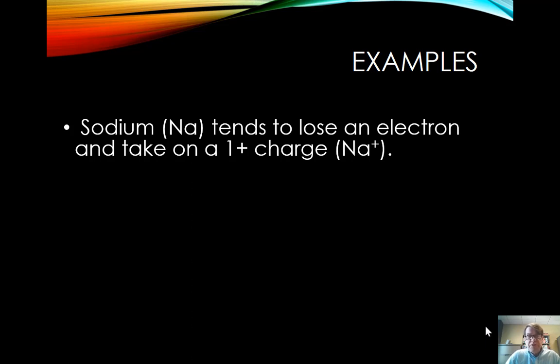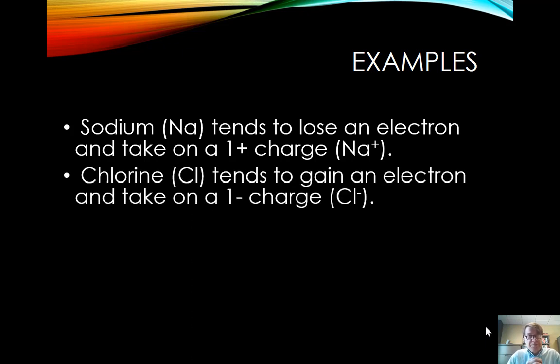By the way, for some reason, it kind of annoys me. Charges are written with the plus or minus after the number. Anyway, I'm stuck with it. So we might say that the sodium ion is Na+, which means +1. On the other end of the spectrum of the periodic table, we have chlorine. Chlorine, with the symbol Cl, tends to gain an electron and take on a -1 charge. And so the chlorine ion is Cl-.